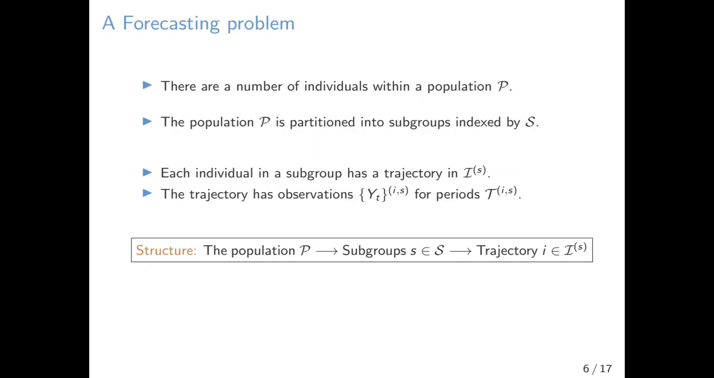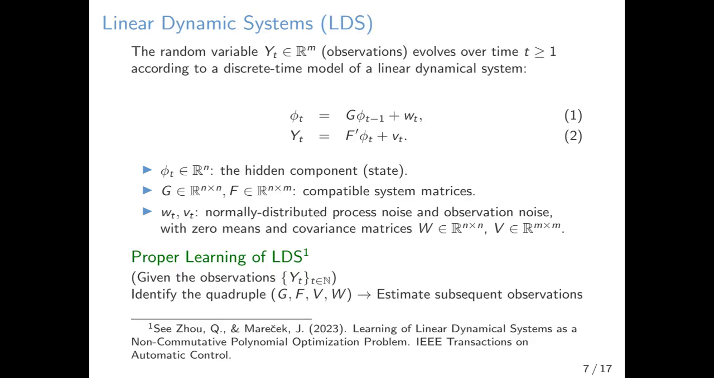So now we introduce this forecasting problem formally. We consider a number of individuals within a population, and this population is partitioned into subgroups. Within a subgroup, each individual is associated with a trajectory. The trajectory can be seen as a time series of observations. Then we assume the observations evolve according to a discrete time model of a linear dynamic system. We can see the two equations in this slide.